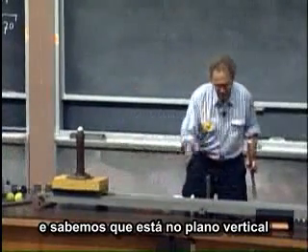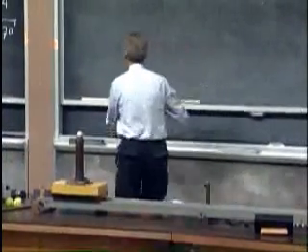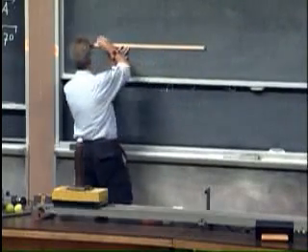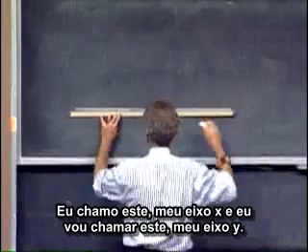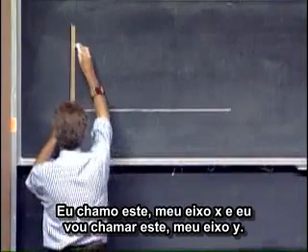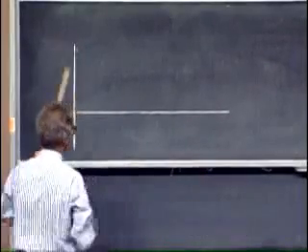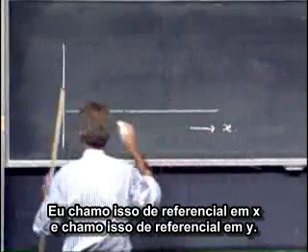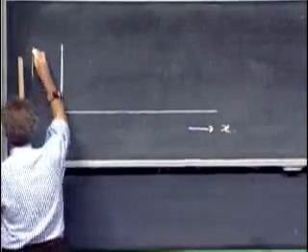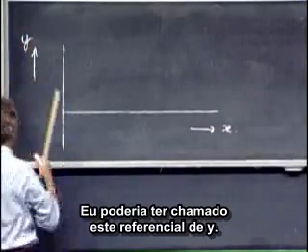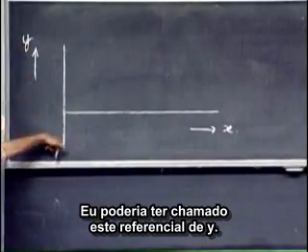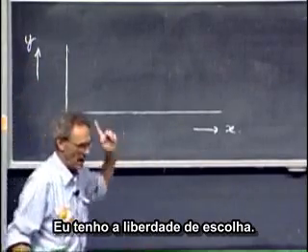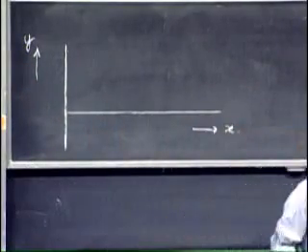And we know that it's in a vertical plane, so we only deal with a 2-dimensional problem. I call this my x-axis, and I'm going to call this my y-axis. I call this increasing value of x, and I call this increasing value of y. I could have called this increasing value of y. Today I've decided to call this increasing value of y. I'm free in that choice.